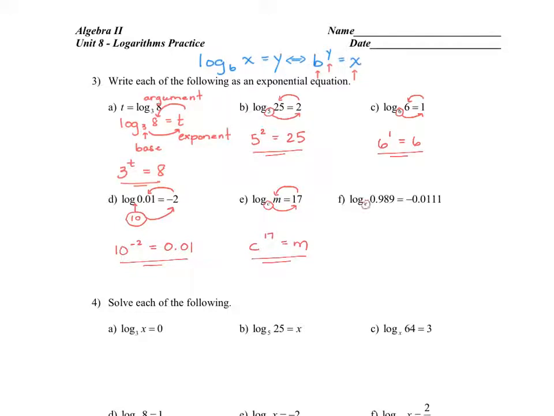And finally, base raised to the exponent equals the argument. So e to the negative 0.0111 equals 0.989.